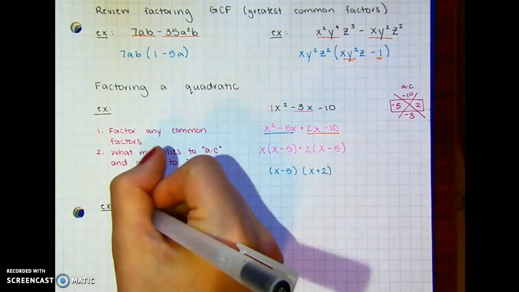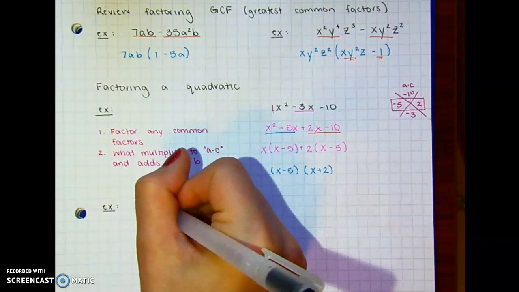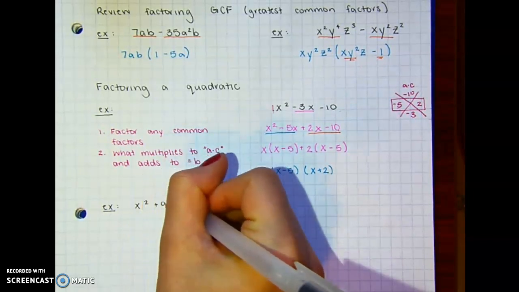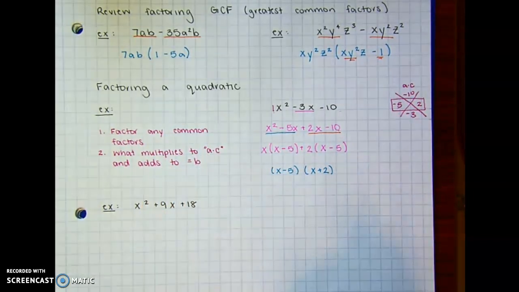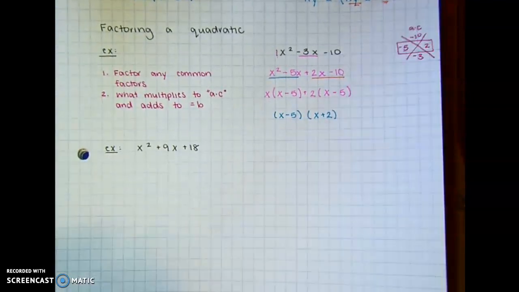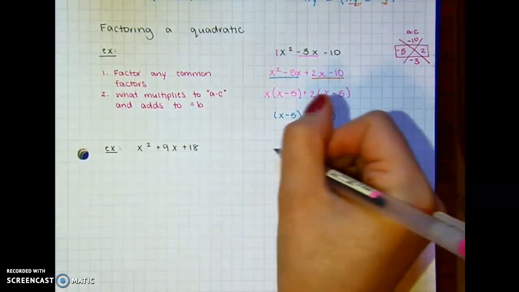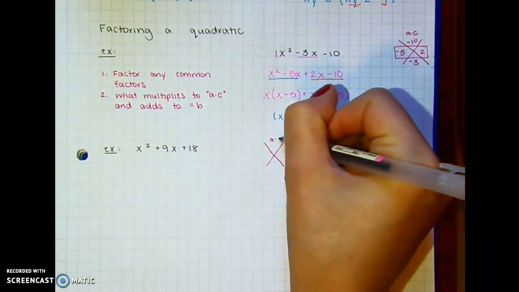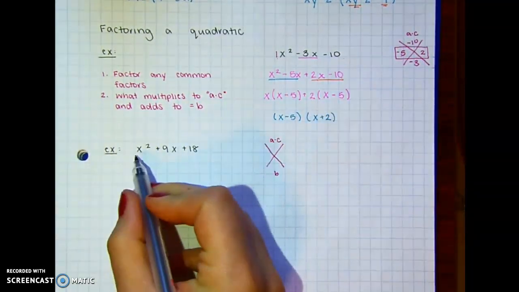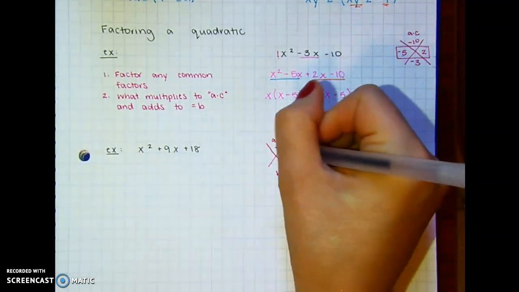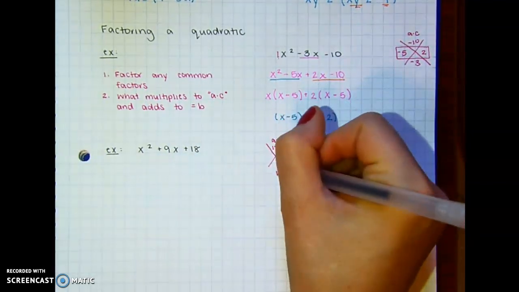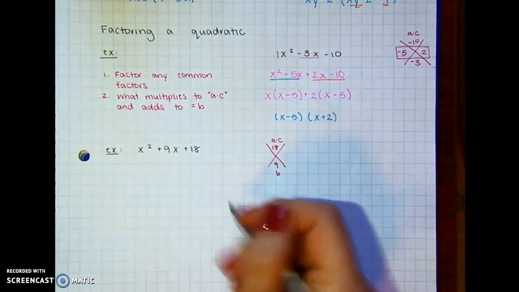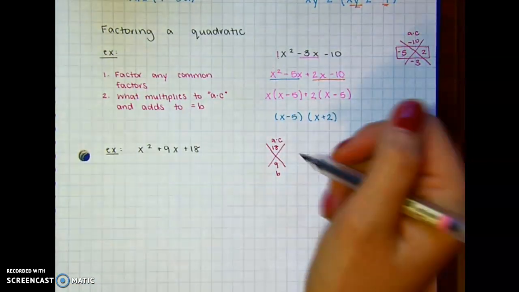Let's do x squared plus 9x plus 18. So, what multiplies to a times c and equals b? Because I can't factor anything out. So, it multiplies to 18 and adds to 9. And that's going to be 6 and 3.